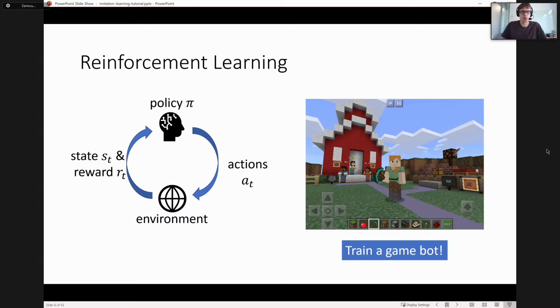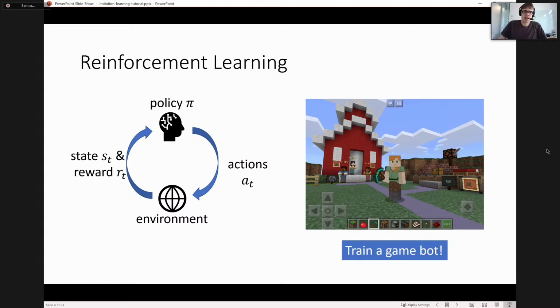So if you want to think about this game analogy, the policy is the bot we're training. So it is doing stuff in the game world. The actions is what the bot is doing. The environment is the Minecraft game. The state is the situation in the game. So it's where each character is, what's happening in a game. And the reward is what we want to achieve with reinforcement learning.